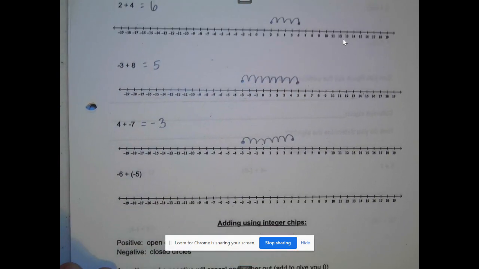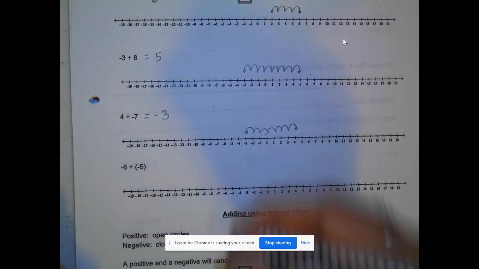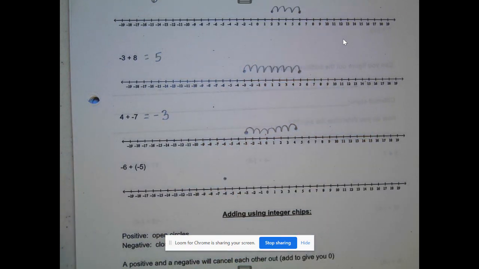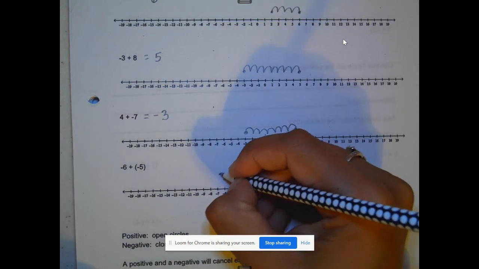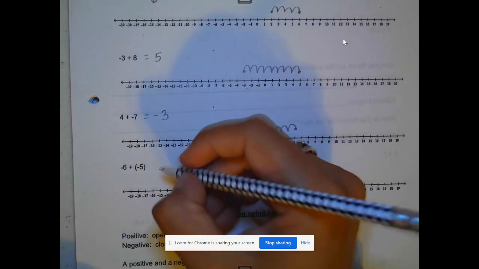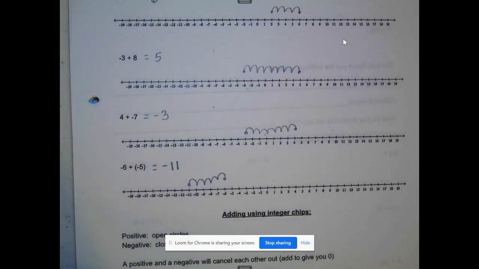Then the last one, negative 6 plus negative 5. We're going to start at negative 6. Which way am I going to go if I'm adding a negative number? I am going to go to the left 5 spots because I'm adding a negative 5. 1, 2, 3, 4, 5, putting me at negative 11. So negative 6 plus negative 5 is negative 11.